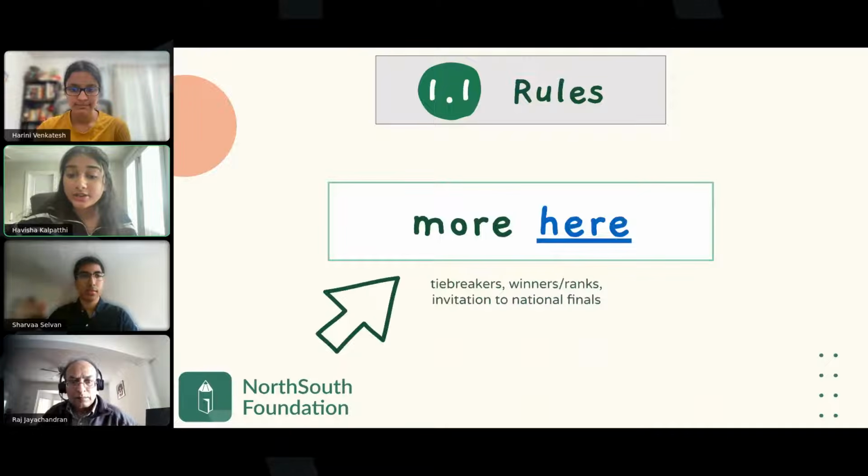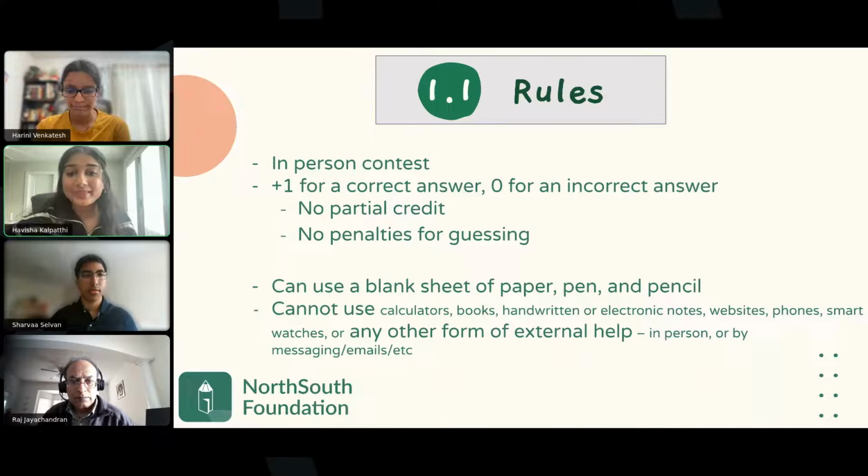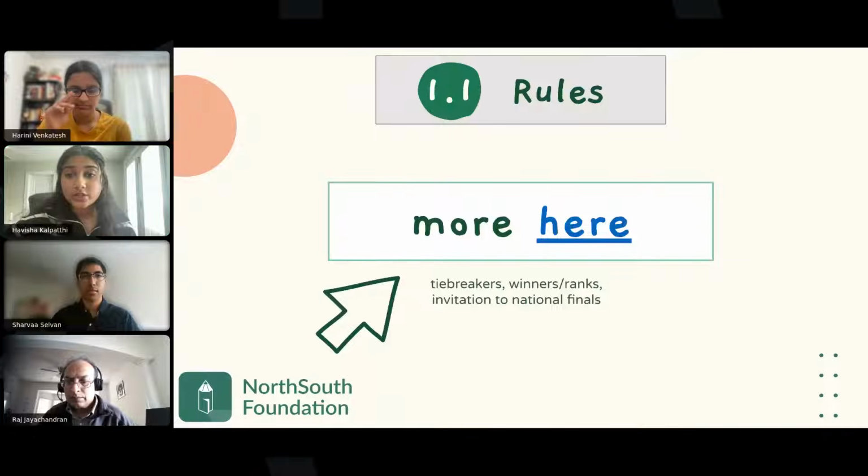You can use a blank sheet of paper, pen, and pencil, but some of the things that are prohibited for use are calculators, books, any sort of outside or external help. So once you get the slides, you can click on the link that will direct you to the website, and it'll give you more detailed information on how they break ties and how they determine the winners, and just more information about the rules and regulations for the contest.